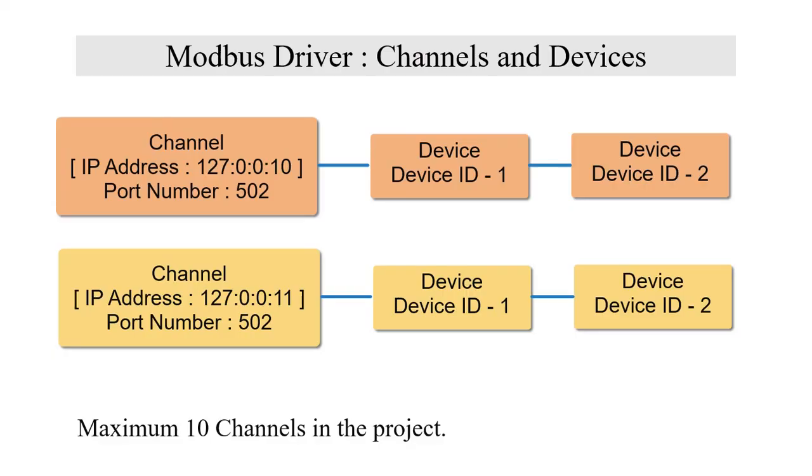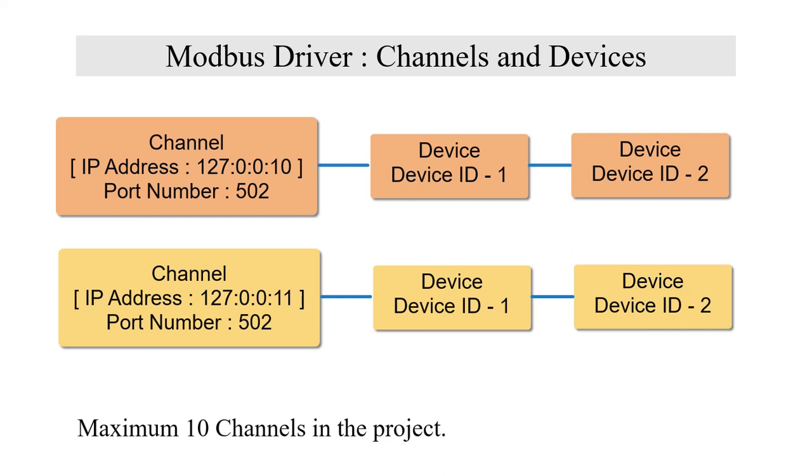You can connect multiple Modbus devices to the Modbus driver. Devices can be configured to use different IP addresses. A Modbus driver channel is associated with a unique IP address and port number. Multiple devices can be associated with a channel. Devices present on a channel will have a unique device identification number. A maximum of 10 such channels can be used with this driver.